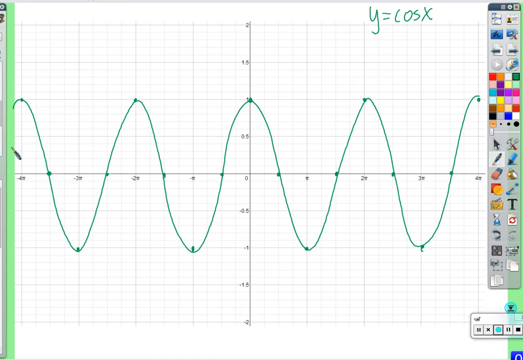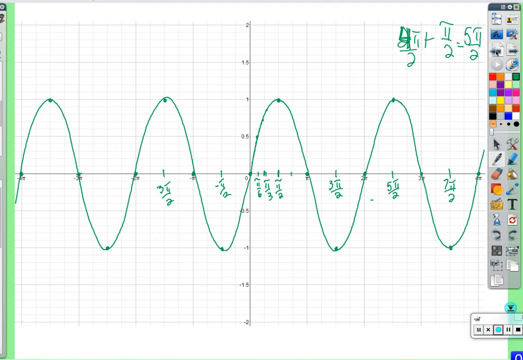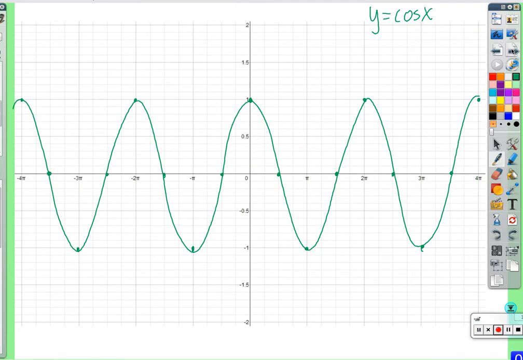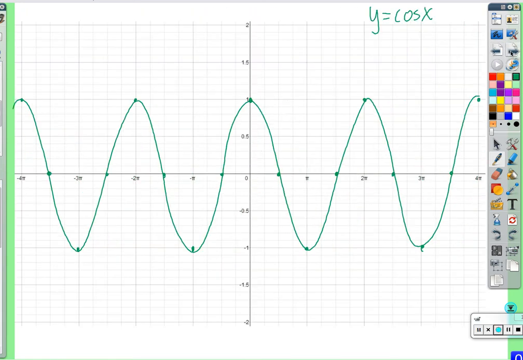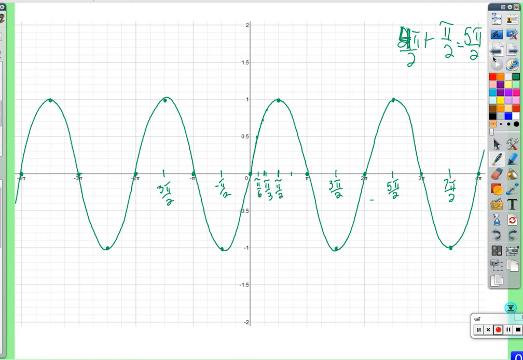Alright, so we got the basics of what makes the sine and the cosine look different. The sine and cosine look very similar. They're just kind of shifted a little bit off of one another. If we look at the sine wave and compare it to the cosine wave, flipping back and forth, what's the difference between the two? They look like they're just shifted. It looks like sine is a little bit to the right of the cosine.